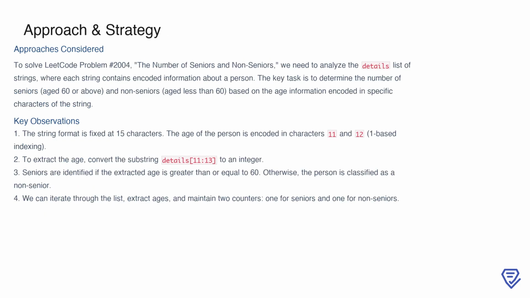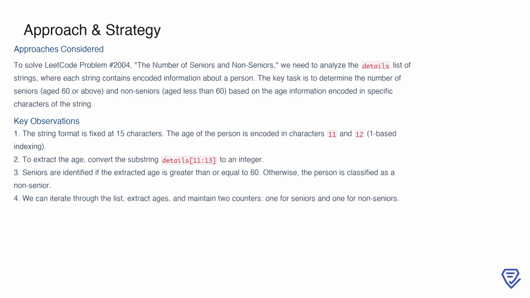To solve this problem, we start by understanding the structure of the input data. The details list consists of strings with a fixed length of 15 characters. Within each string, the age of the person is encoded specifically in the 11th and 12th characters, using one-based indexing. This means we can extract the age by taking the substring from positions 11 to 13 and converting it into an integer. Once we have the age, we classify the person as a senior if the age is 60 or older, otherwise, they are considered a non-senior.